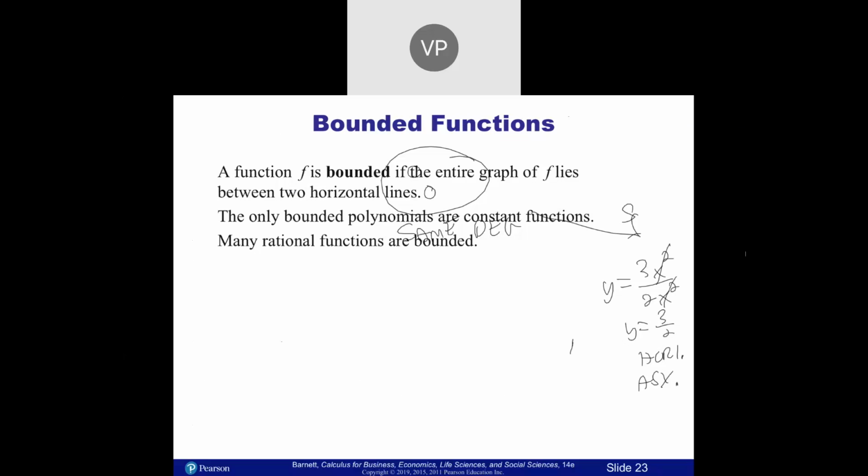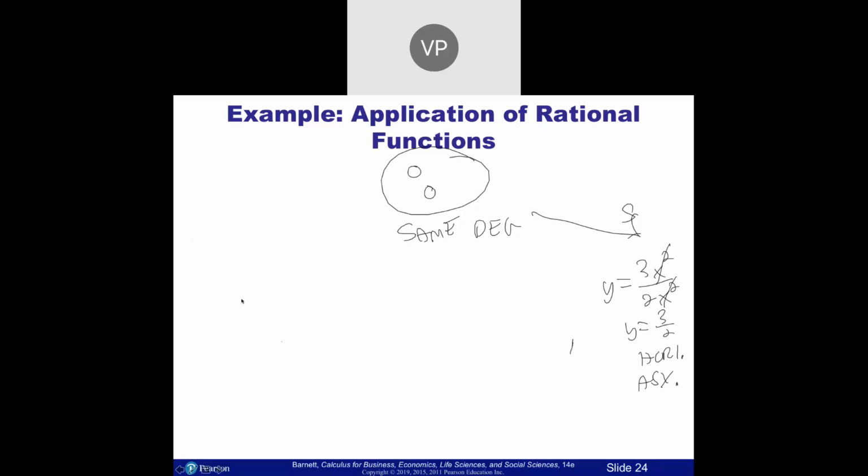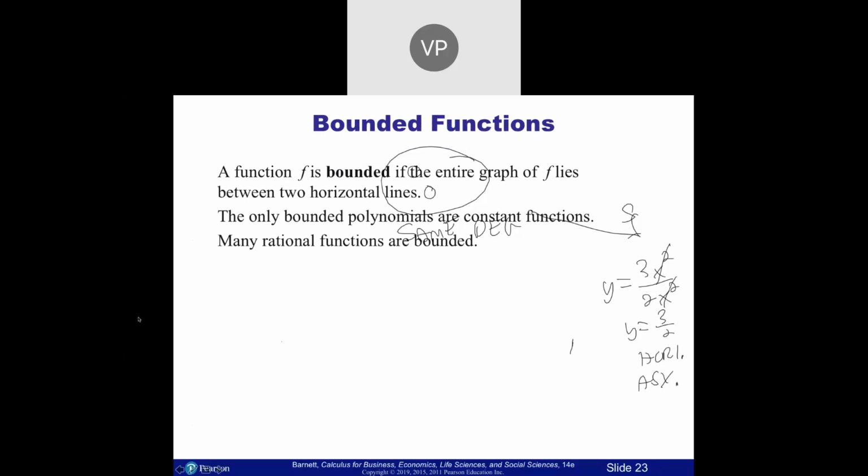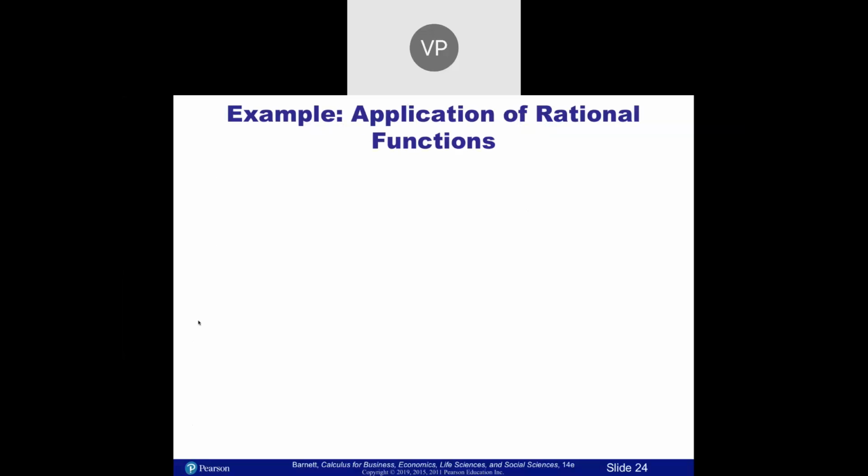Like I said the other day, feel free to pause this if you need a little more. Go back if you want to look at this more in depth. I'm just going to keep going. So, bounded functions. A function is bounded if the entire graph of the function lies between two horizontal lines. That's going to happen sometimes, and you'll see this in a second.